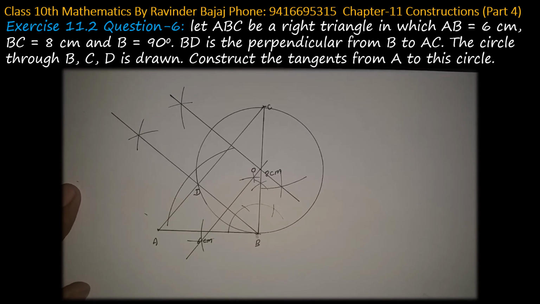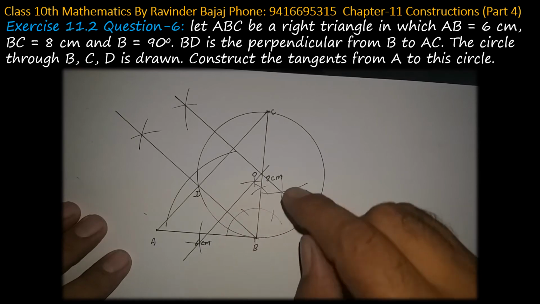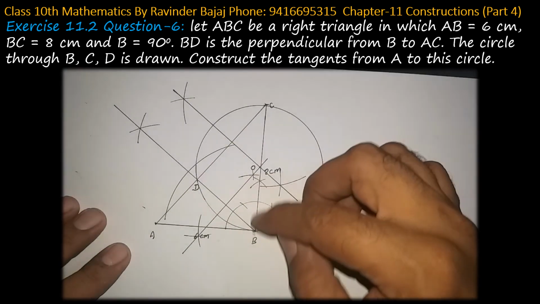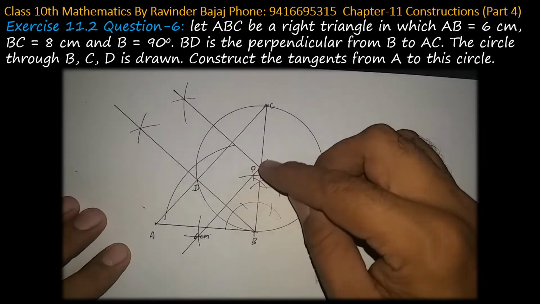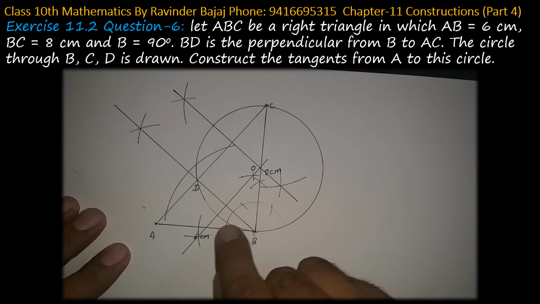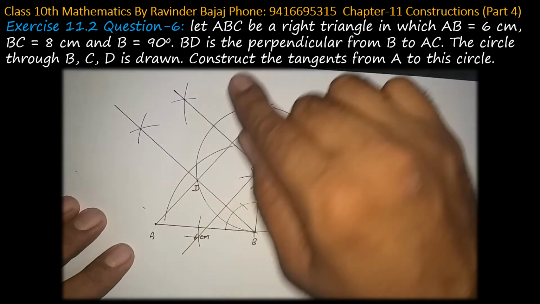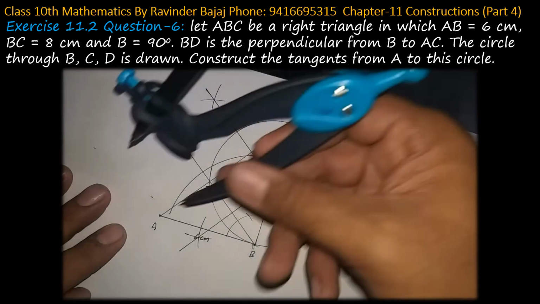Let me read the question again for you. Construct the tangent from point A to the circle. Now see, at B it is 90 degree. So according to the definition, if OB is the point of contact and the center, it means this is 90 degree. So AB is the one tangent. But 2 tangents are required. One more tangent is required. That's why I join AO.